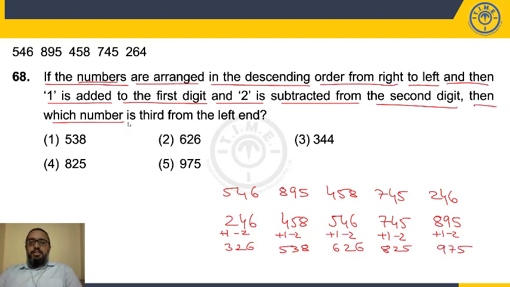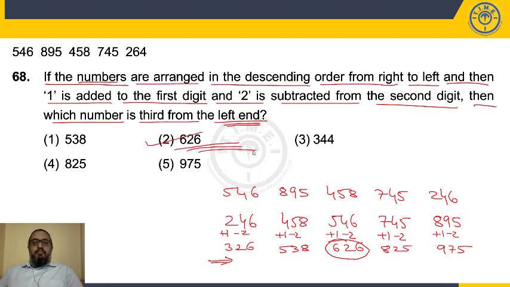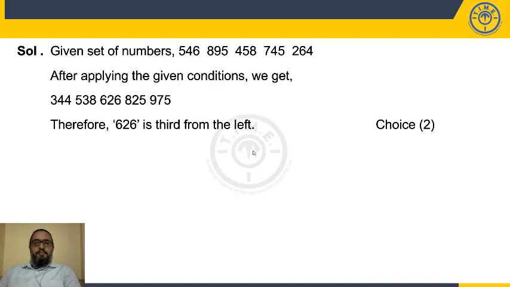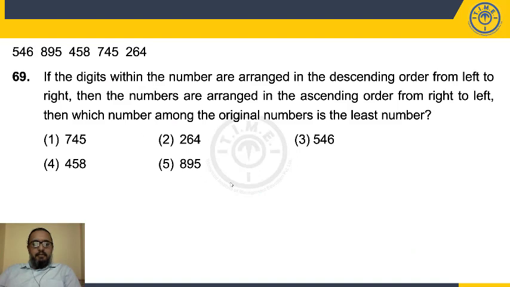Then which number is third from the left end? So from the left end, which is the third number? The third number is 626. It is second option. Got it? Okay. Choice 2. Yeah, choice 2. Okay, and then we have one more.